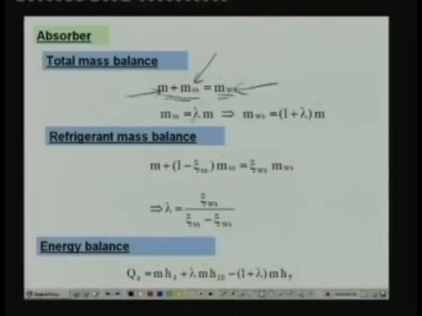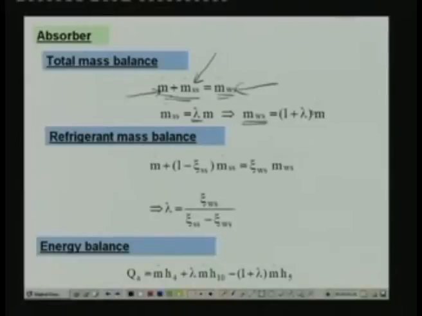Okay, now from the definition of circulation ratio, you can write m dot SS as lambda into m dot, where lambda is the circulation ratio. So if you substitute this here, you can easily show that the weak solution flow rate is nothing but (1 plus lambda) into m dot.